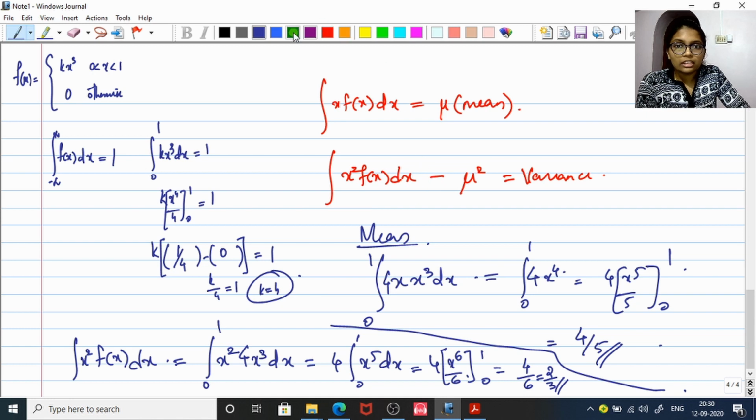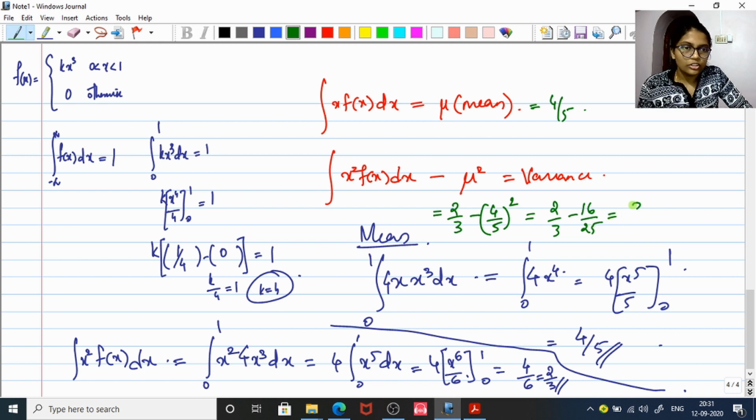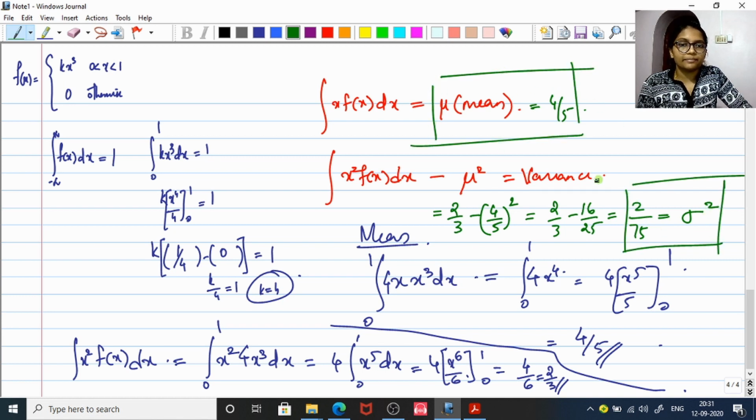Putting it over here, our mean is 4 by 5 and here you have 2 by 3 minus mean square, which means 4 by 5 the whole square, is your variance. It is 2 by 3 minus 16 by 25. The answer is 2 by 75, which is your variance. Variance is usually represented as sigma square. So this is your variance and this is your mean. Got it? Moving on to the next question.